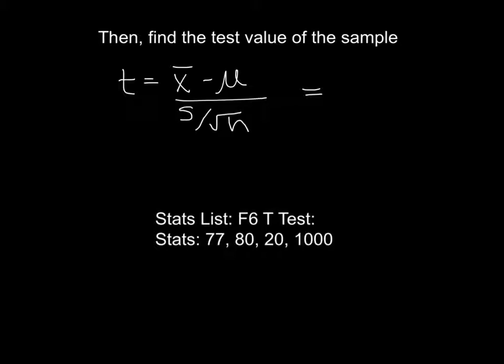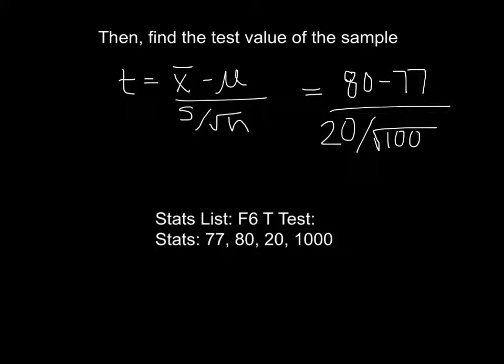The third step in running a hypothesis test is to find the test value of the sample. To find this, we use the equation t equals x bar minus mu over the sample standard deviation divided by the square root of the sample. For these values, we get 80 minus 77 divided by 20 over the square root of 1,000. This comes out to 4.74.